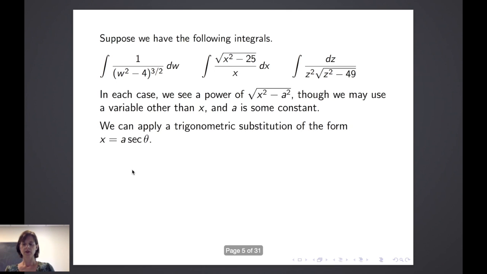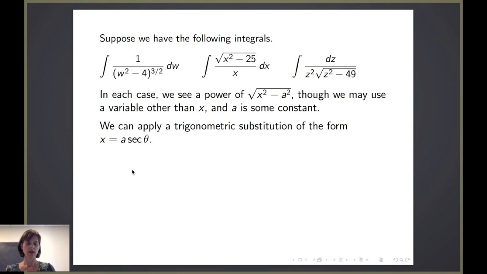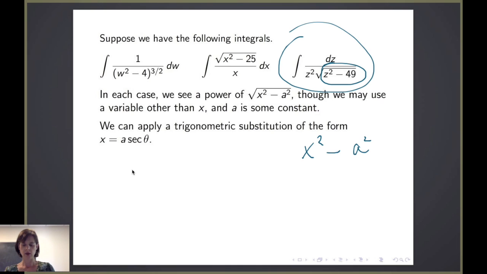In each of these integrals, we see that we have a power of the square root of x squared minus a squared, although we might use a variable other than x, and a is some constant. For instance, in this third integral, the integral of dz over z squared times the square root of z squared minus 49. Under the radical here, we have z squared minus 49, so this would be like our x squared minus a squared. So in this case, a is equal to 7.